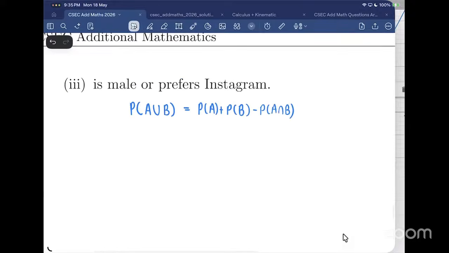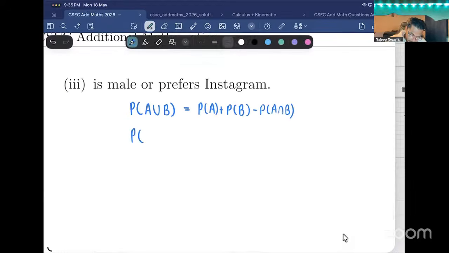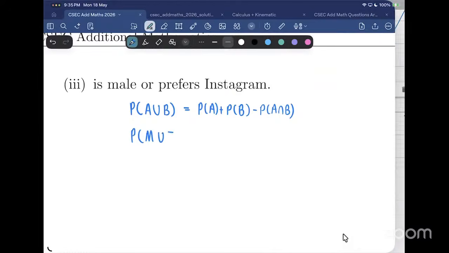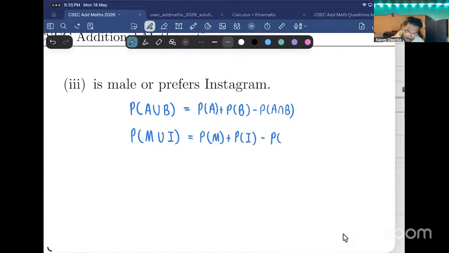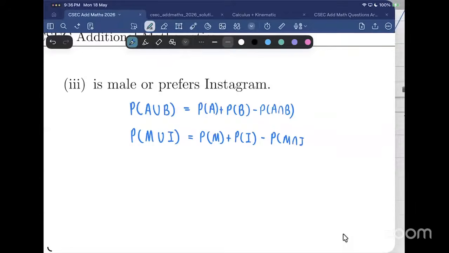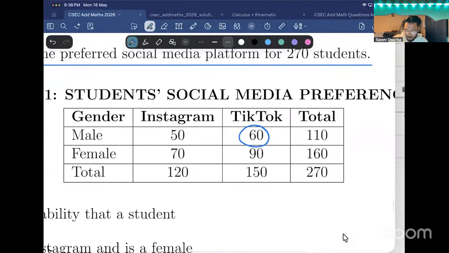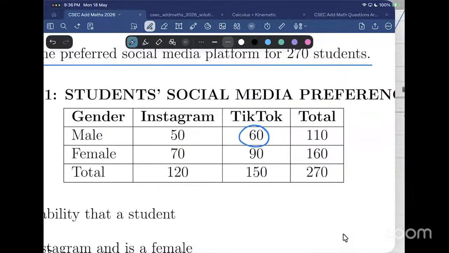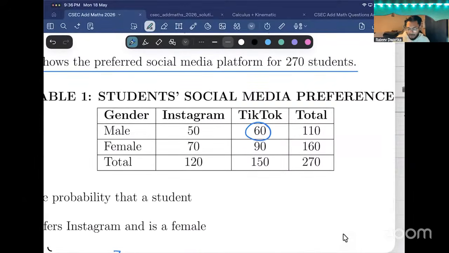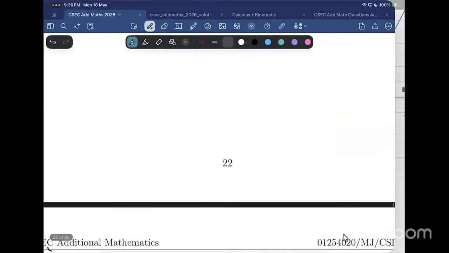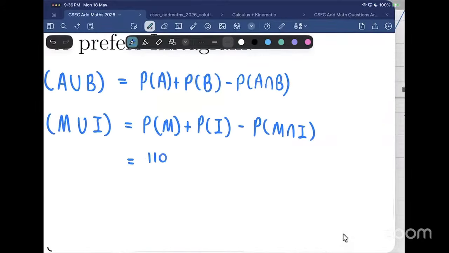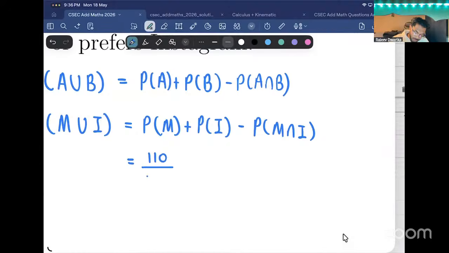So here, if we want to find the probability of male or Instagram, we'll need to consider the probability of males plus the probability of Instagram, and minus the intersection. I'll show you what I mean. What is the probability of somebody being a male? In total, 120. Nah, 110. I thought you said 120. So that'll be 110 over 270.